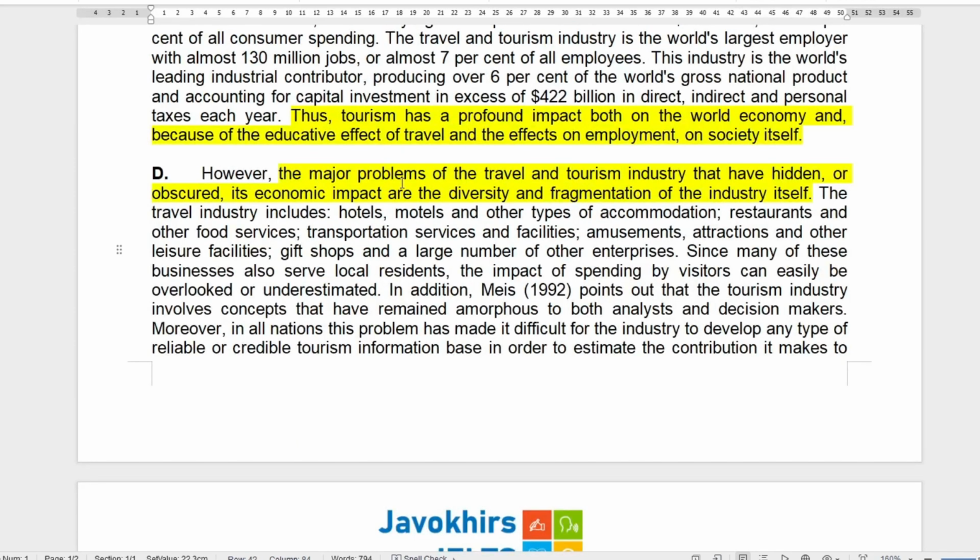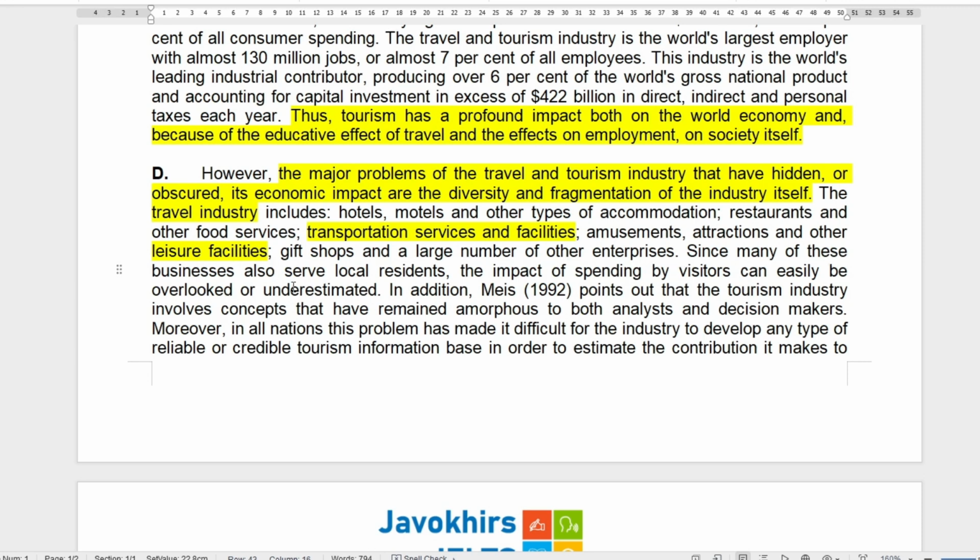Let's say economic effects. So the travel industry includes hotels, motels, and other types of accommodation, restaurants, and other food services, transportation services and facilities, amusements. So we have the first one. So like travel industry, first one includes. There we go. This is the first one. Transportation facilities and amusement attractions and other leisure facilities. There we go. Gift shops and a large number of other enterprises.